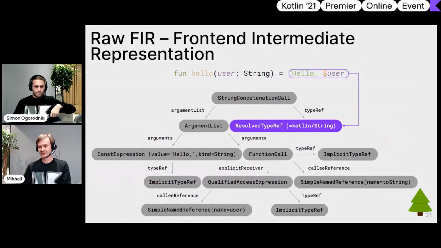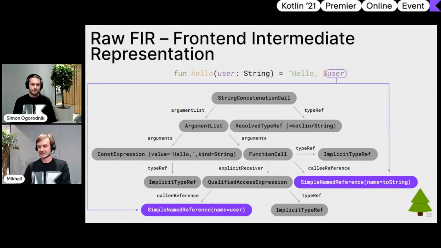For a function body, we have a resolved type reference from the beginning, because the raw builder knows that a string template type is always Kotlin string. Also, front-end IR includes so-called simple named references, which are later resolved. Here we have two of them: the explicit user named reference for a string template component and the implicit toString call, because each string template component should be converted into a string.